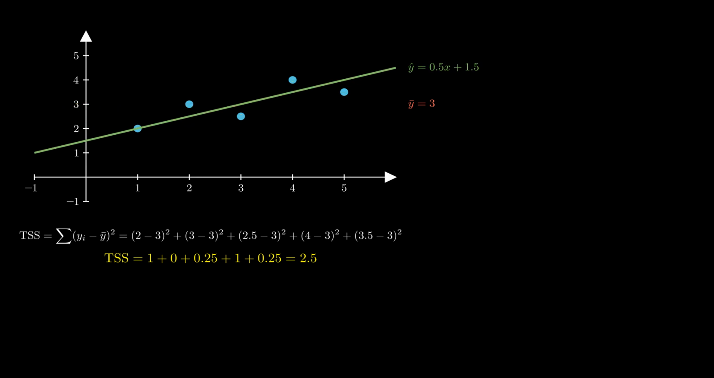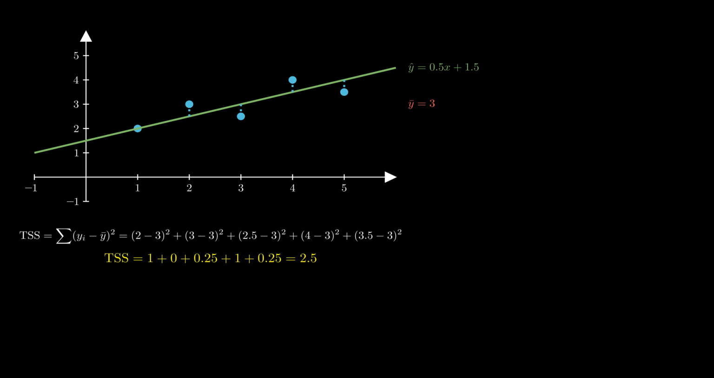Now, let's fit a regression line to the data. This green line represents our model's predictions. The equation of this line is y equals 0.5x plus 1.5. The blue dashed lines represent the residuals, which are the differences between the observed values and the predicted values.